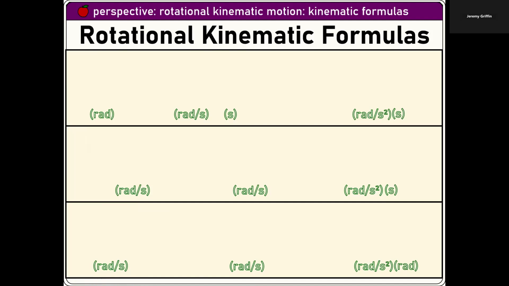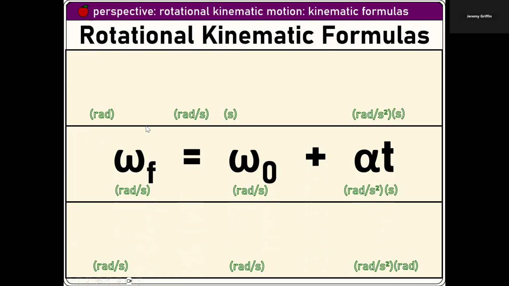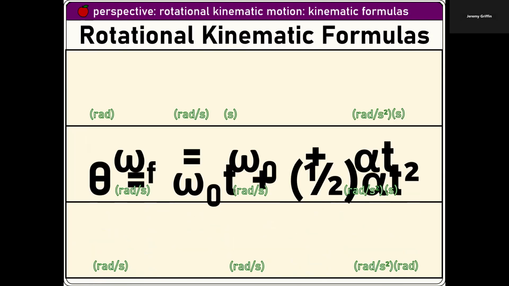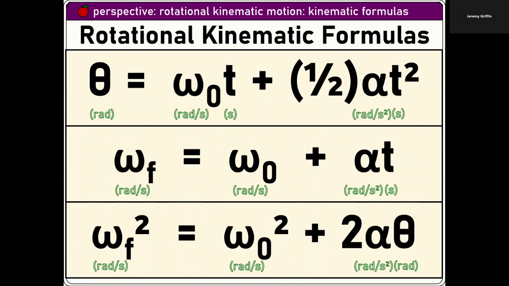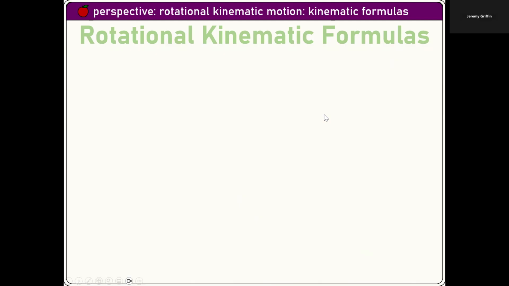Rotational kinematic formulas. These are just analogous to the linear kinematic formulas. It's like distance equals velocity times time plus 1/2 acceleration times time squared. See if you can write the three kinematic formulas for a turntable.